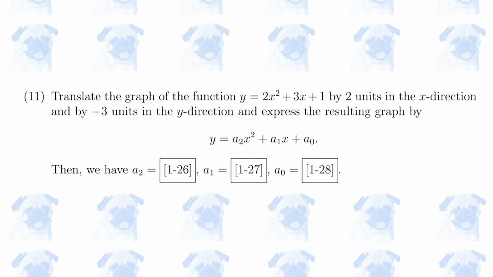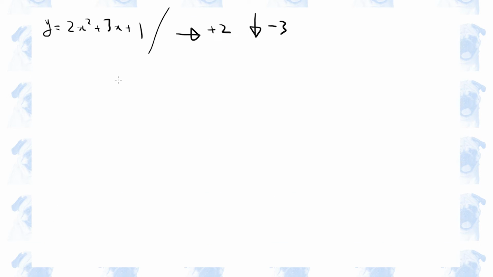Number 11. We are moving the graph of y equals 2x squared plus 3x plus 1 2 units in the x direction and minus 3 units in the y direction. So let's first of all consider a, the coefficient of x squared. Because we are not changing the shape of the parabola or turning it upside down, the coefficient of x squared should stay constant, so a should be 2.